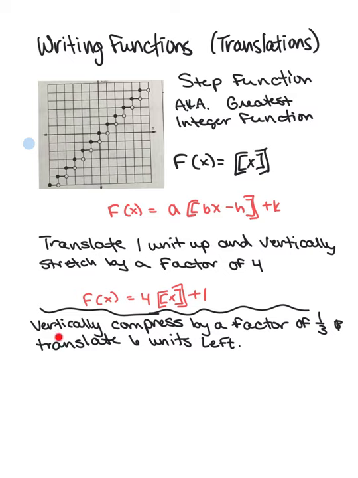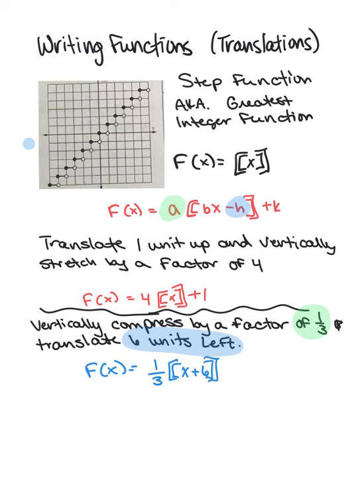So this one says that I'm going to vertically compress by a factor of 1/3 and translate 6 units to the left. Vertical compression by a factor of 1/3, that's still going to be my A, and translating 6 units to my left, that's going to be my H. So when I write this, I'm going to have f of x is equal to 1/3 the double brackets x, because it's a horizontal shift inside my double brackets, it's my opposite, so I know I want to go to my left, but I'm going to put, instead of a negative, a positive 6 and close my double brackets.